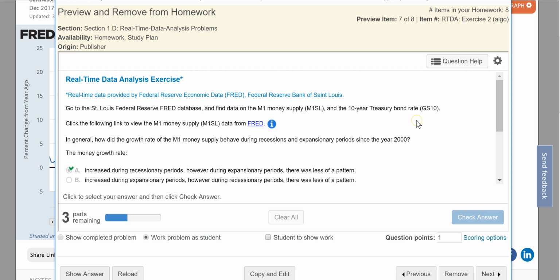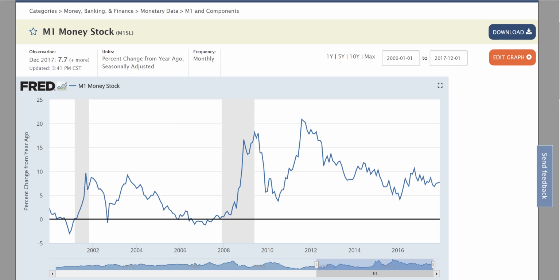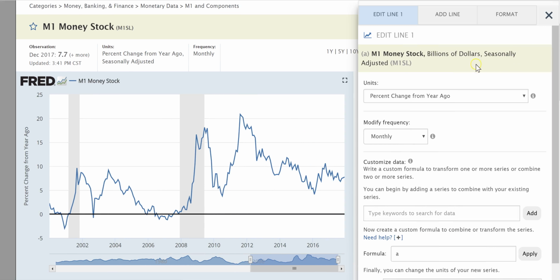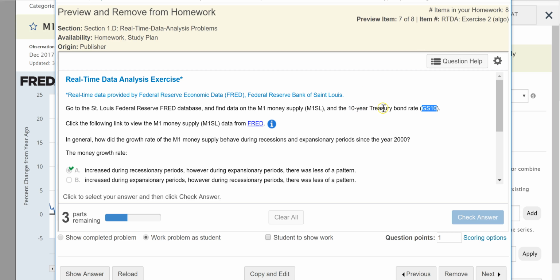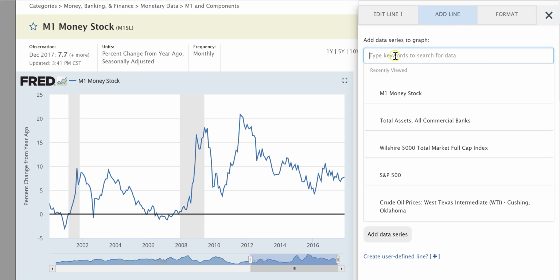So as I said, an important symbol we need to take note of is this 10-year Treasury bond rate, which is GS10. So now let's go back to the chart, and I want to use the edit graph function again. But now I want to add a line because so far it's just one data, and now I want to add a second data, which is the 10-year Treasury bond rate. So I click on add line and type.